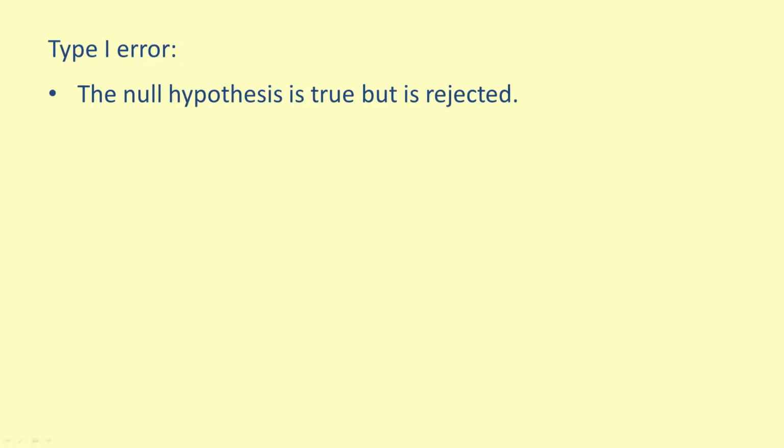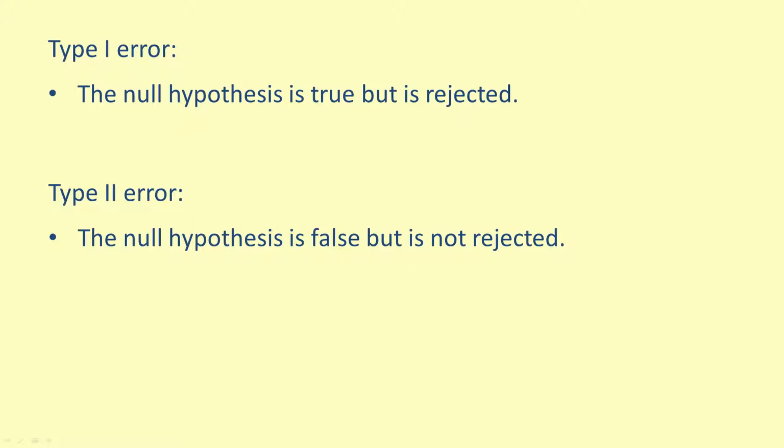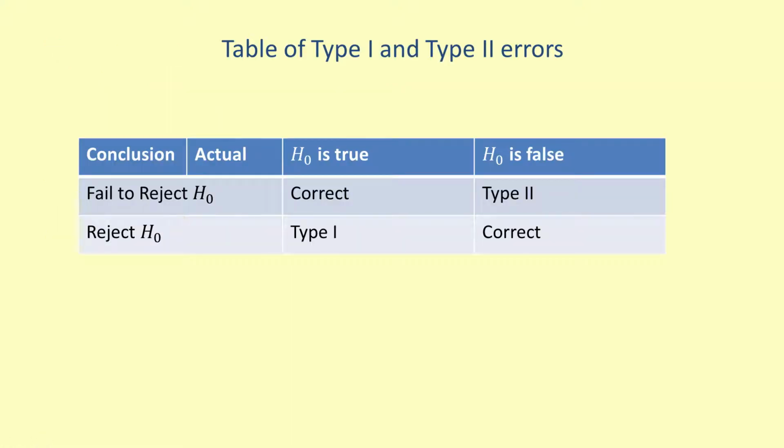With any hypothesis test, there are four possible outcomes, two of which are incorrect or errors. A type 1 error occurs when the decision is to reject the null hypothesis, but the null hypothesis is actually true. A type 2 error occurs when the decision is to not reject the null hypothesis, but the null hypothesis is actually false.